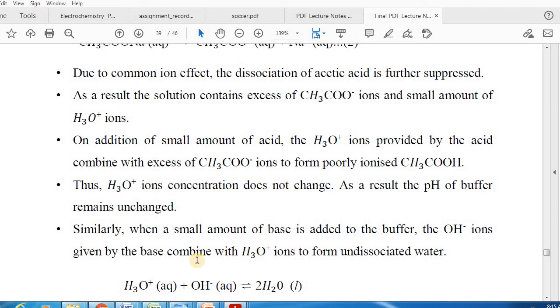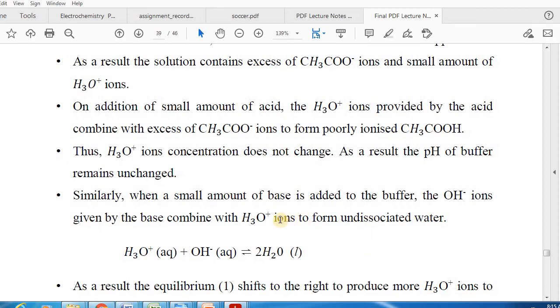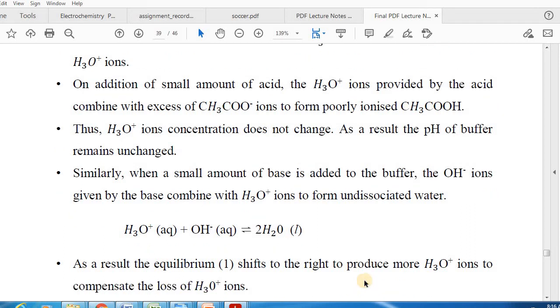When a small amount of base is added to the buffer, the hydroxyl ion given by the base will combine with hydronium ions to form undissociated water. As a result, the equilibrium 1 will shift to the right to produce more hydronium ion in the solution to compensate the loss of hydronium ions.